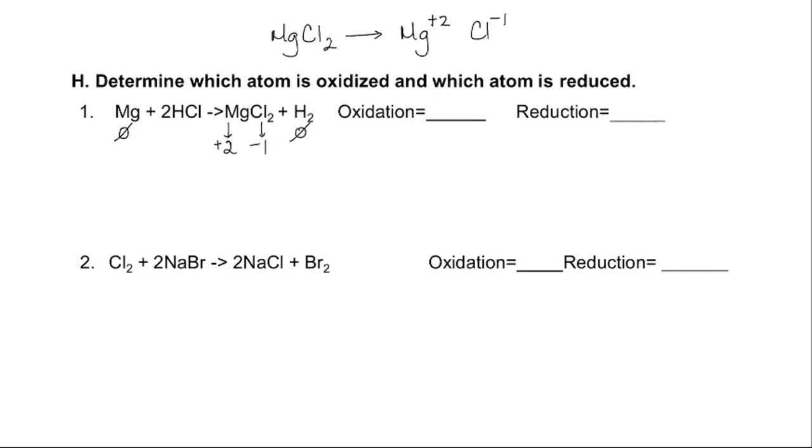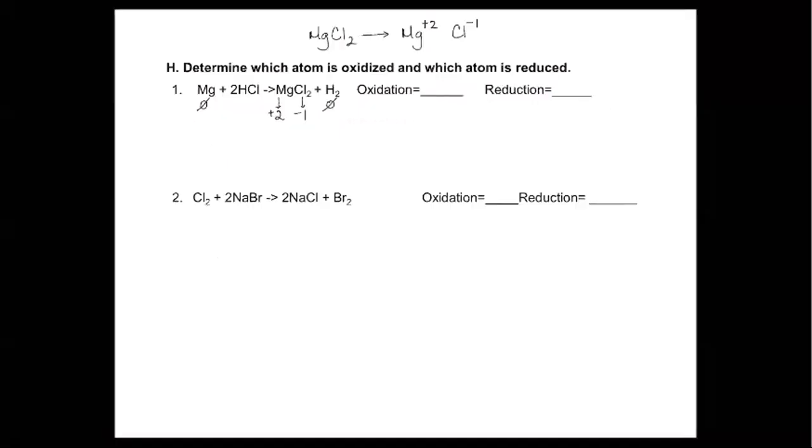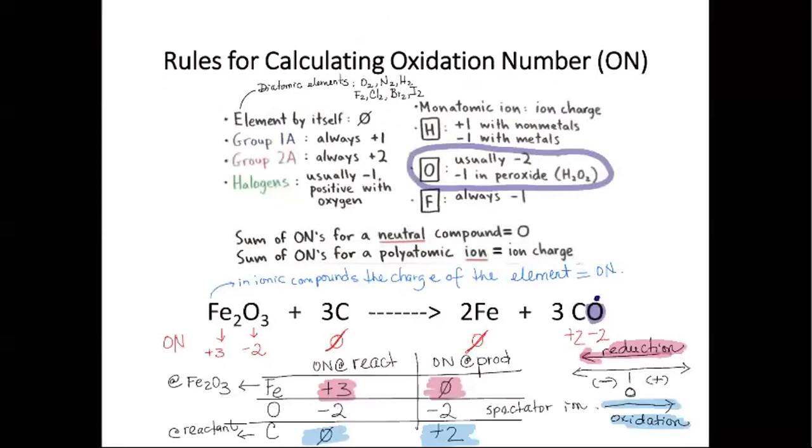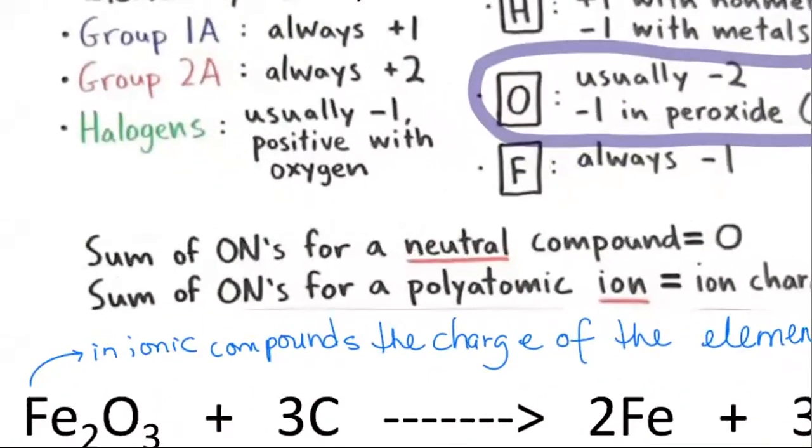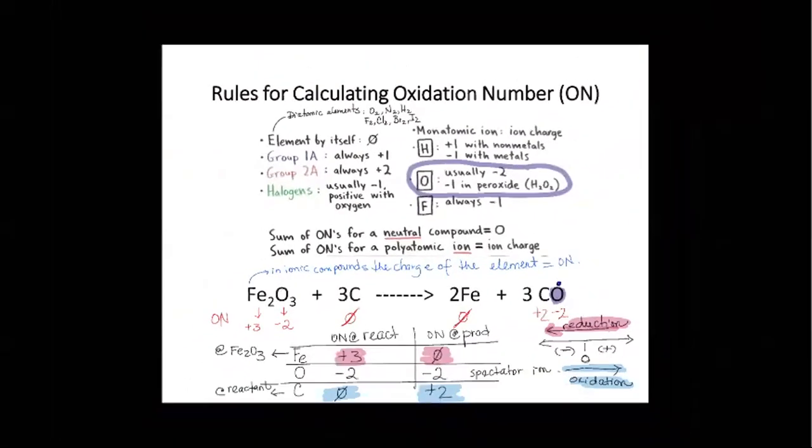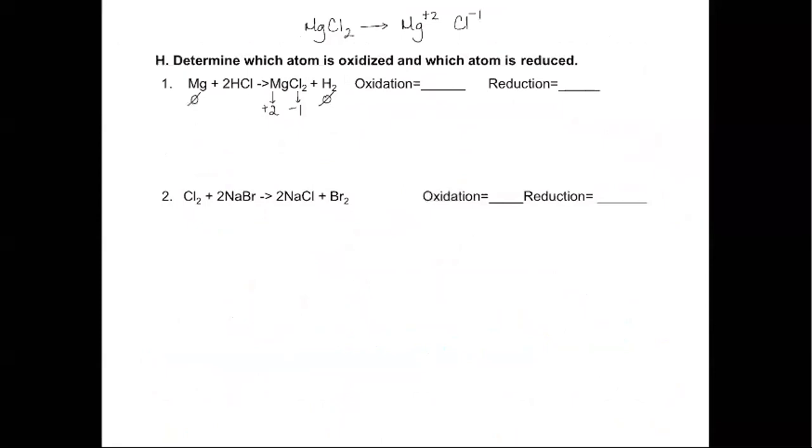Okay? So in HCl, which is a covalent compound, we have to look at the oxidation number of the second nonmetal first. If we go through the rules, we can see that halogens have a -1 oxidation number, okay? Unless they're paired with oxygen. But in this molecule, we don't have a halogen paired with oxygen. So what is going to be the oxidation number of chlorine? Let's put it in the chat.